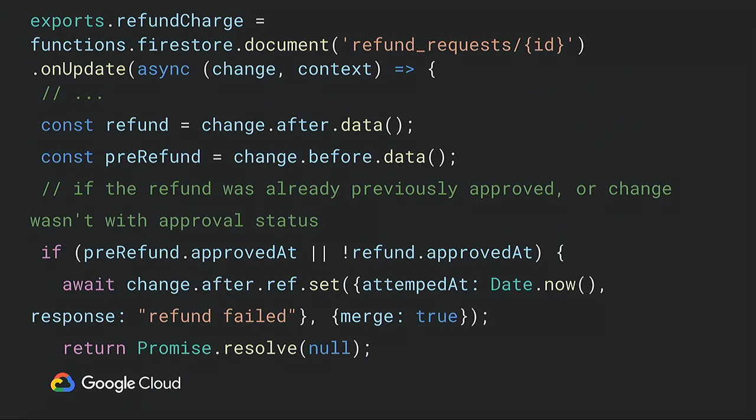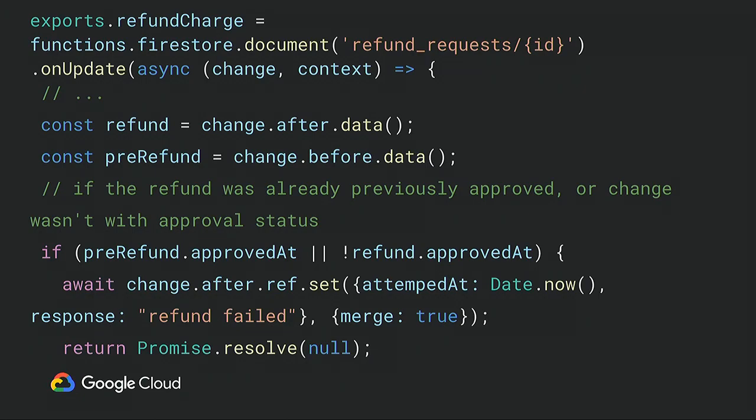After that, we want to do a little bit more error checking here too. So we get our refund that we're trying to issue, and then we also want to get a refund object before. We get our refund that we're trying to issue by saying change.after.data, so that would be the data after the change has been applied. And we can get the data before the change has been applied by saying change.before.data.